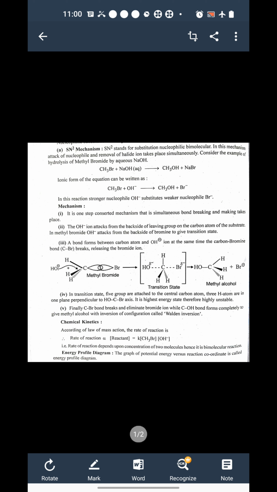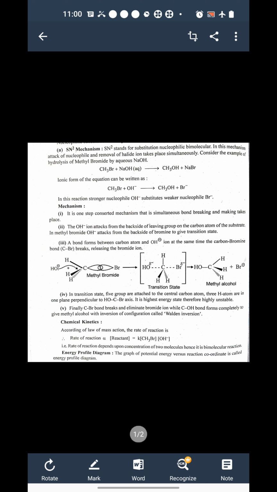Now in this case the rate determining step is itself the only one step. In the rate determining step two things are there, that is CH3Br as well as OH minus. Both of these species contribute in the rate determining step, as though two molecules are there to determine the rate of the reaction. Therefore we say that the reaction is a second order reaction, two molecules are involved, and therefore we also call it a bimolecular nucleophilic substitution reaction.